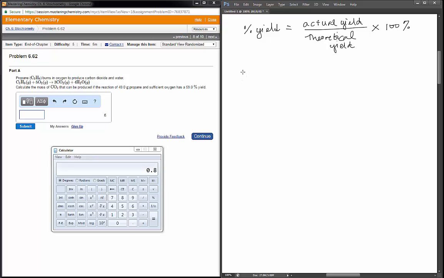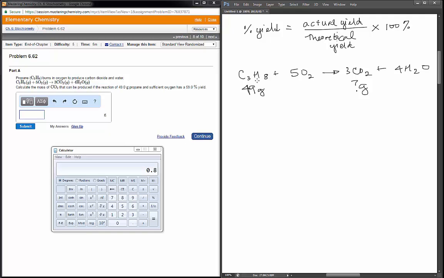We have C3H8 plus 5O2. This is a balanced equation. Goes to form 3CO2 plus 4H2O. And they're saying calculate the mass of CO2. They want grams of CO2 that can be produced if the reaction of 49 grams of propane, that's the C3H8, and sufficient oxygen. They're just saying don't worry about how much oxygen, you've got enough to make this work.